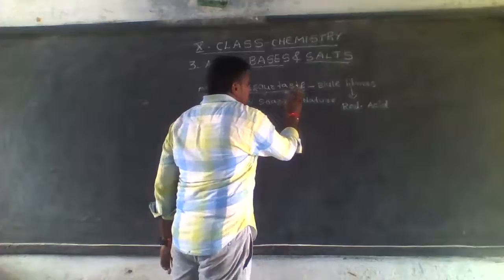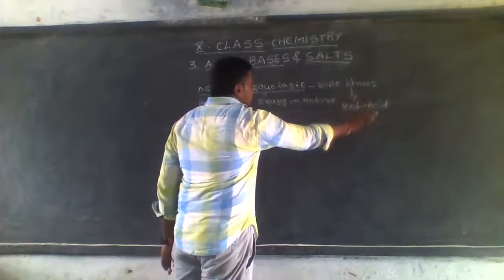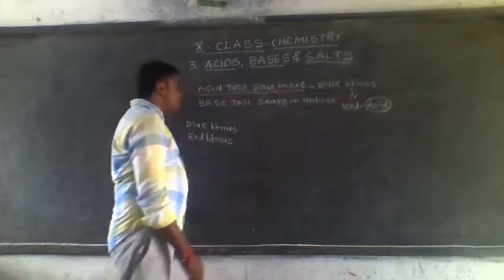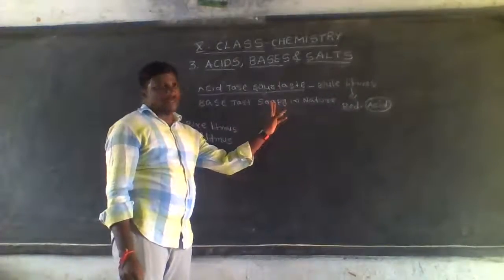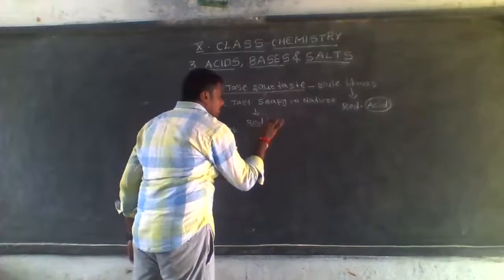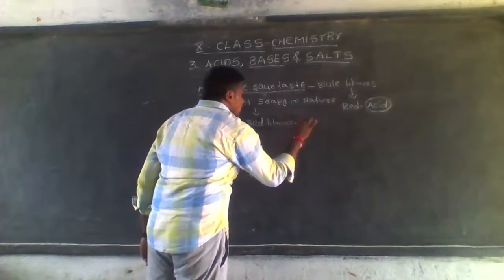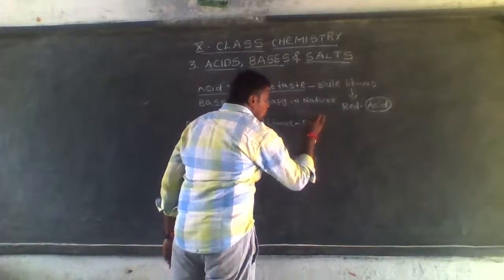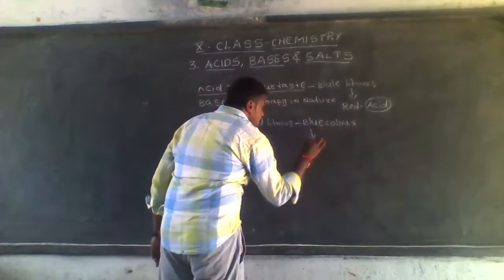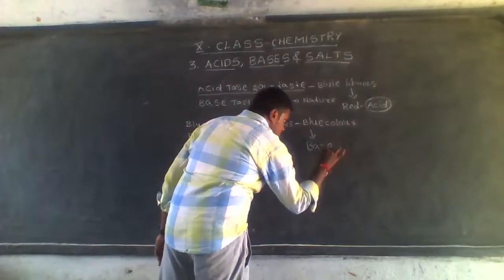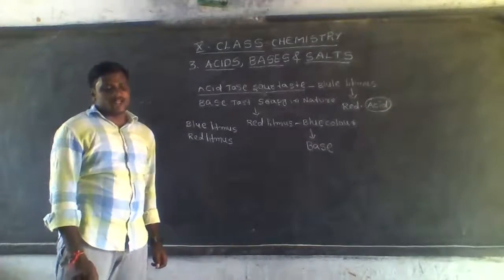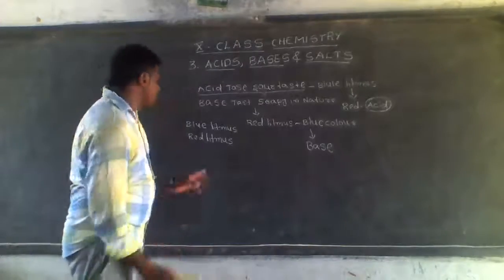So acid tastes sour. Blue litmus paper converted into red litmus, so that is acid. And base tastes soapy in nature. Now, red litmus paper converted into blue color, so that is base. You know pH, pH means percentage of hydrogen.